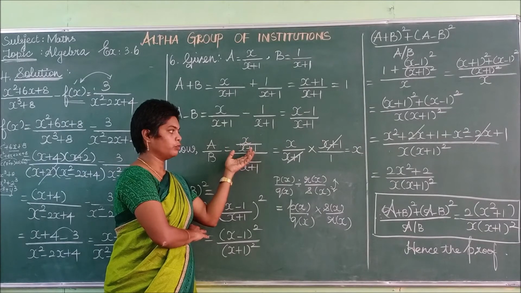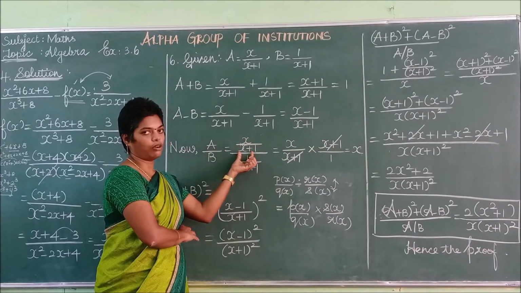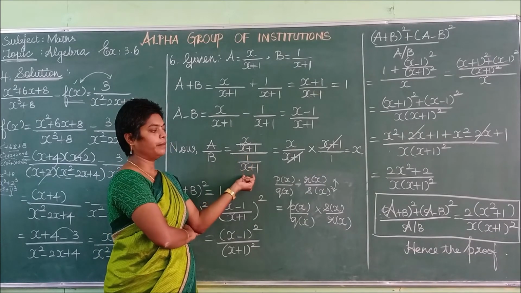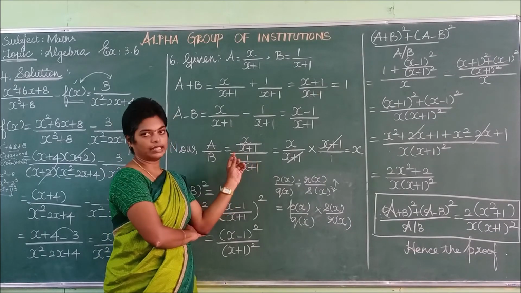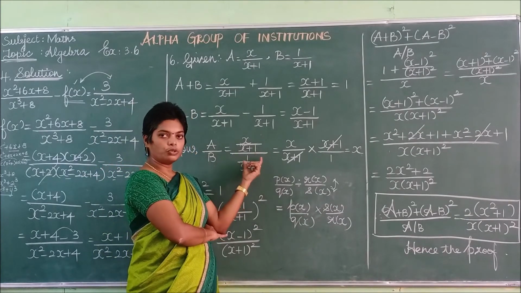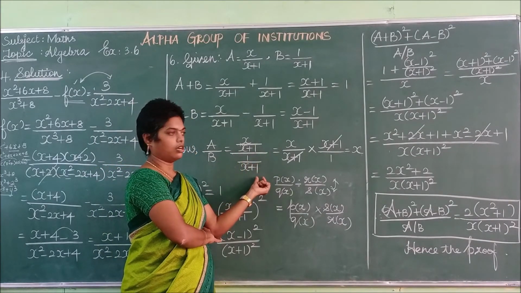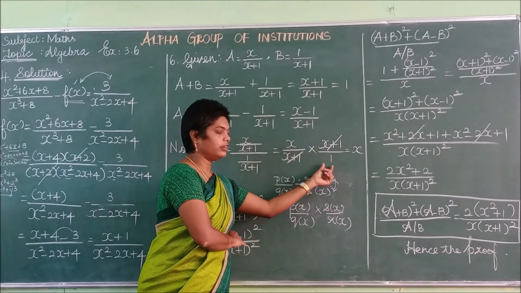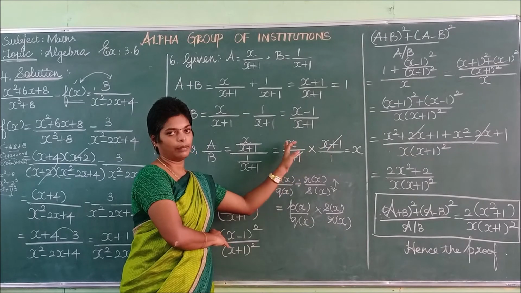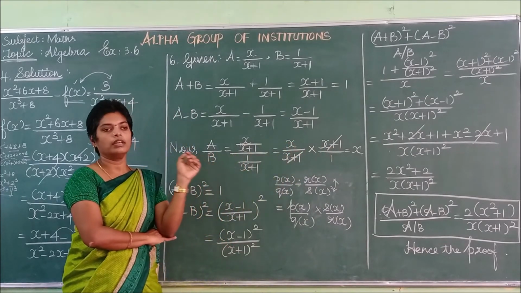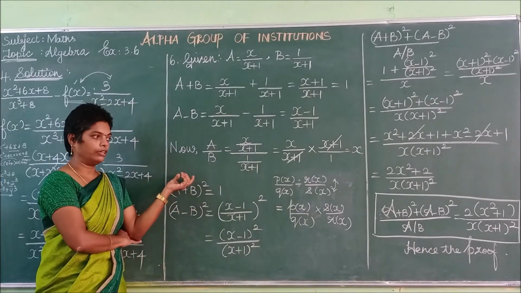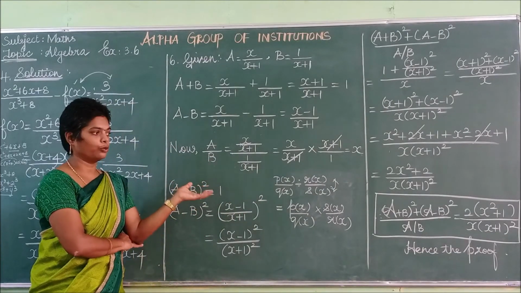x divided by x + 1 is in the form of p(x) by q(x). There is no change in this. This is in the form of r(x) divided by s(x). So how to interchange into the reciprocal? The reciprocal means the denominator goes to the numerator, the numerator comes to the denominator. So x + 1 divided by 1. This x + 1 and this x + 1 get cancelled. The remaining value is x divided by 1. x divided by 1 is nothing but our x. So we have found out the value of a by b also.